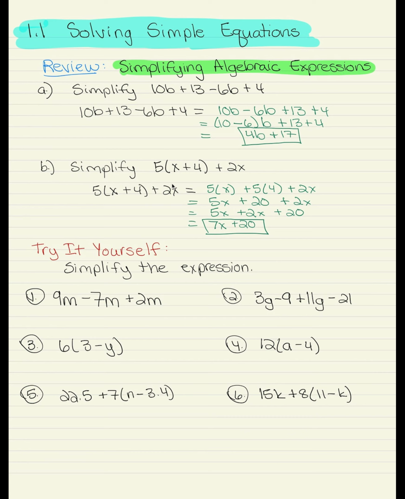We have a second problem that says simplify 5 times x plus 4 plus 2x. And so the first step is to distribute the 5 to both terms, x and plus 4. So we end up with 5x plus 20 plus 2x. And then we can combine our like terms. So the like terms are 5x and 2x, which gives us 7x. So for our final answer, we have 7x plus 20.